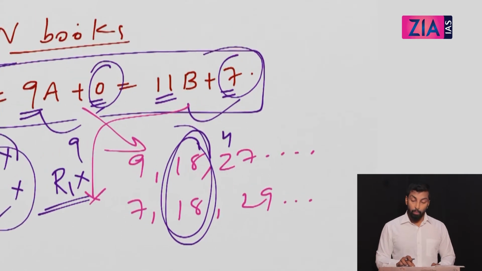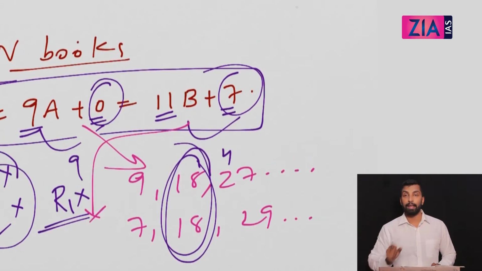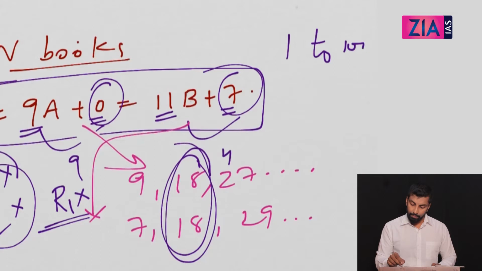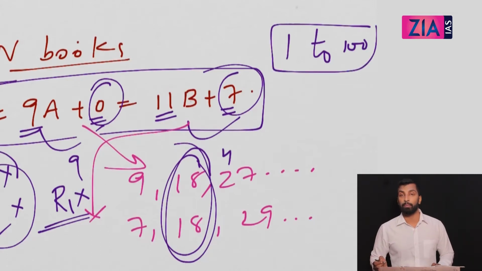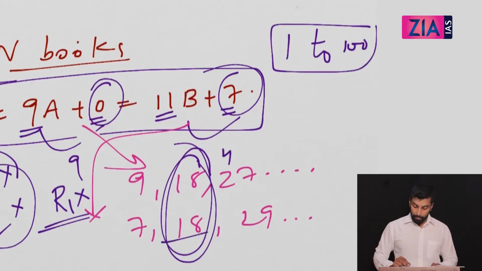They can ask you how many such numbers are there in a particular range. Let's say 1 to 100. Just some simple question. 1 to 100, how many numbers are there? So how will you find the answer? First number is 18. What will be the next number? That's the most important part.